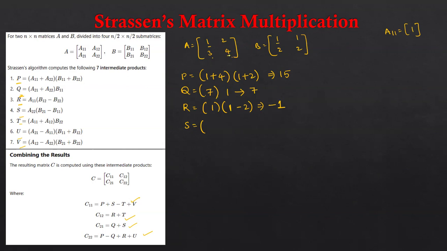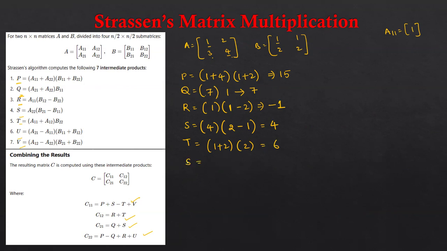Next, how can I calculate S? A22. What is A22? 4. 4 into, next, B21. Where is B21? This 2. 2 minus B11, which is 1. So here you get 1, 4 times 1, 4. Next, how can I calculate T? A11 plus A12. So this is 1 plus 2, into B22. B22 is 2. So 3 times 2, 6.